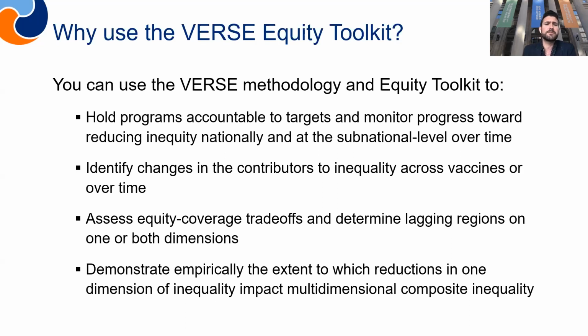And finally, to demonstrate empirically the extent to which reductions in one dimension of inequity or inequality impact the total score. So whether drastic improvements in sex-based inequity, how much that's doing to alleviate the overall inequity that we're observing. So this is helpful to be able to compare policies that target different features of inequity and how they're contributing holistically to the overall situation in a specific setting.